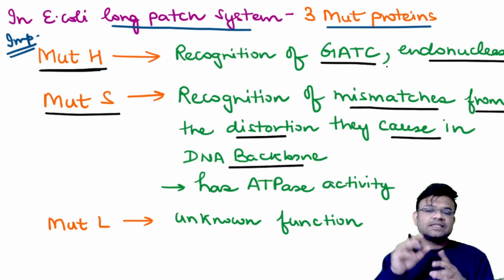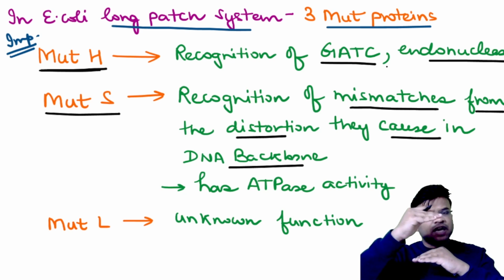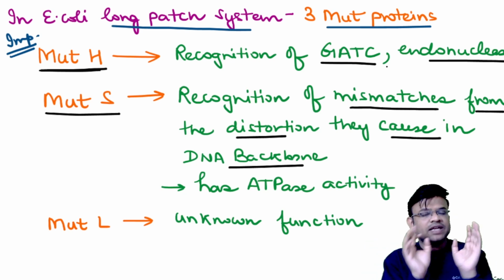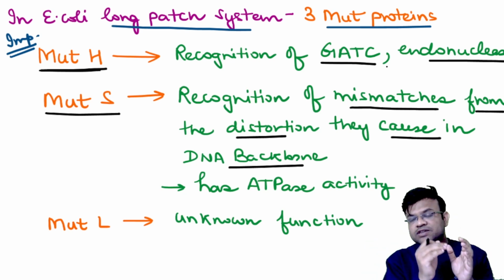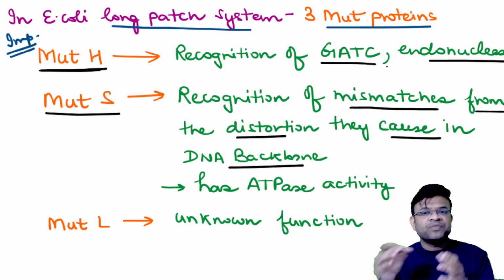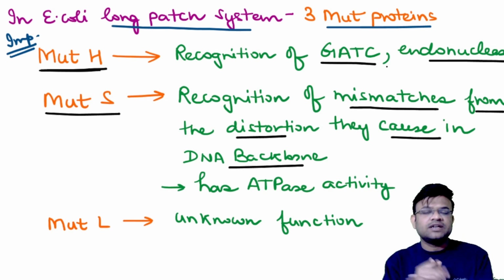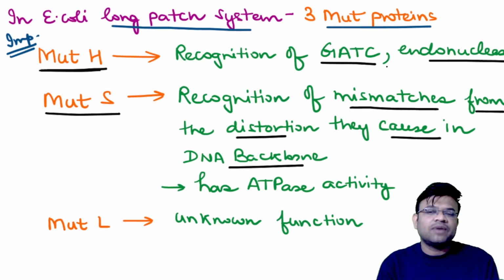MutS will be recognizing the mismatches from the distortion, because there will be a mismatch. Obviously GATC will be telling us which is the original strand, which is the parent strand and which is the daughter strand. But where is the mismatch actually present, where is the actual problem in the strand, that will be identified by MutS.